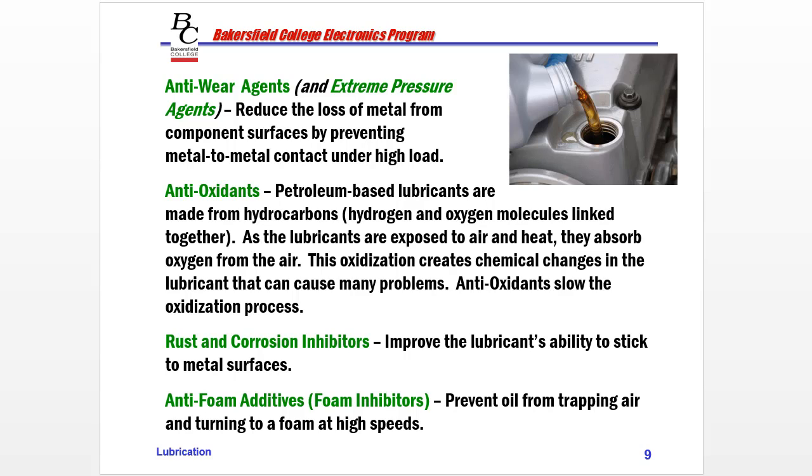Next, there are rust and corrosion inhibitors. They improve the lubricant's ability to stick to metal surfaces. Because if we have a lubricant on metal, then oxygen can't get to it and moisture can't get to it, the moisture from water molecules, so then the metal is unable to rust.